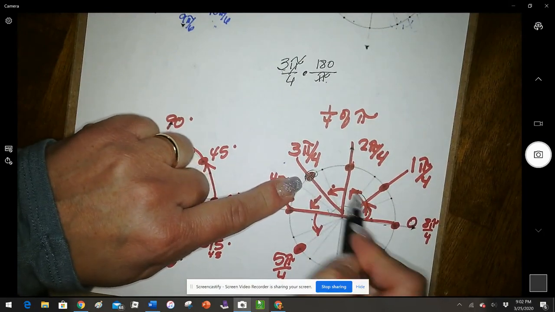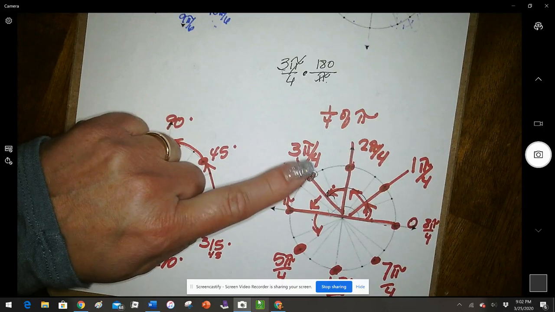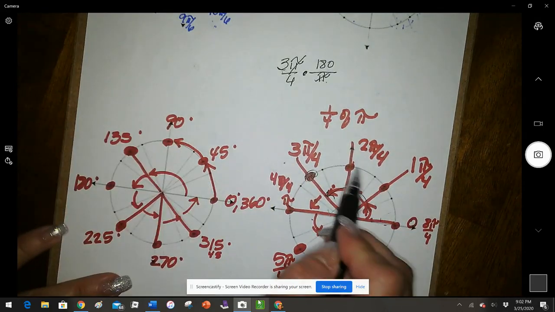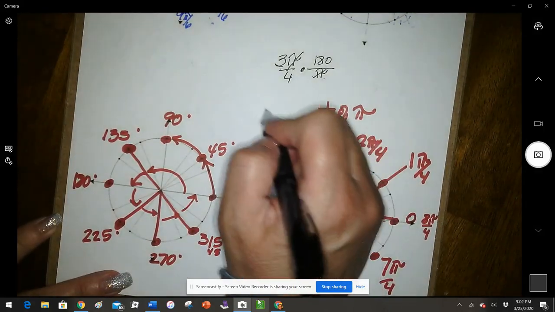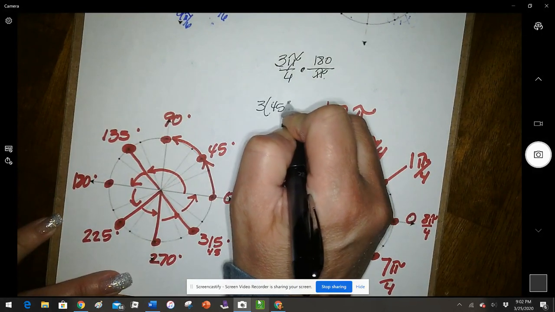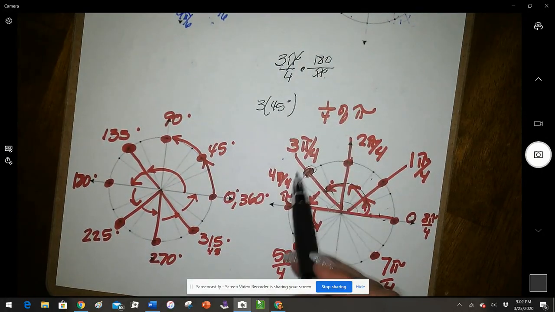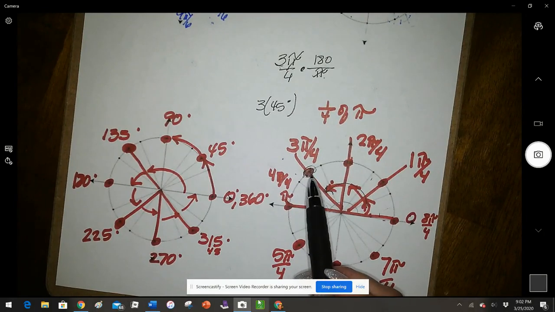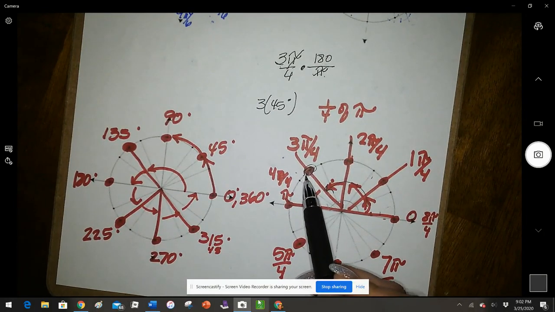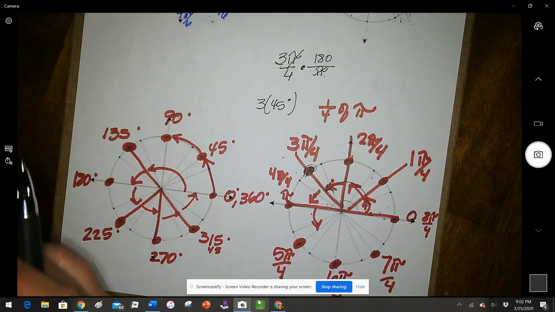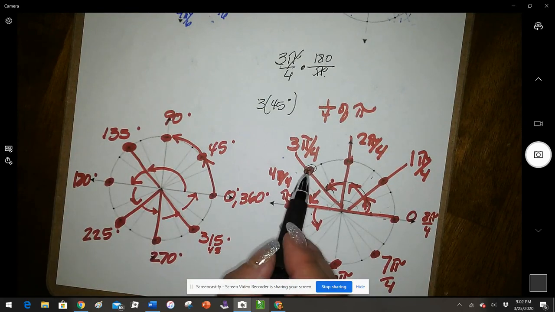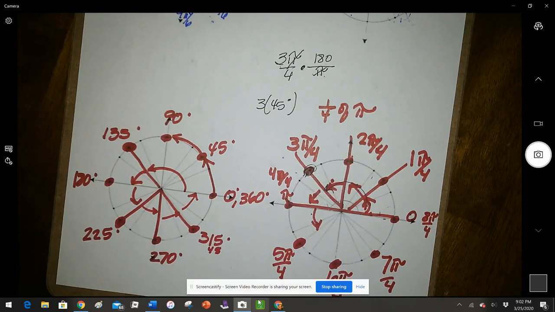Well, if I'm counting by 45s, because it's a fourth, I know I get 1, 2, 3 45s. 3 45s is going to give me whatever that angle is. I don't know. My brain just totally died. What is that angle? 135. So it goes a little bit quicker, a little bit faster, when you can actually count.